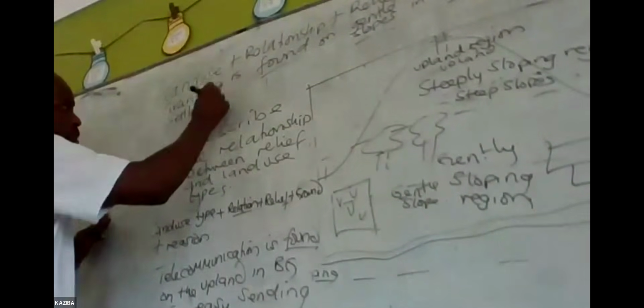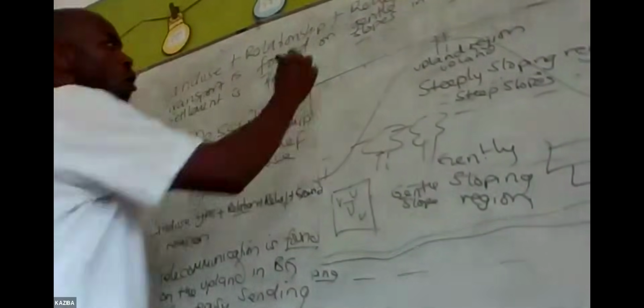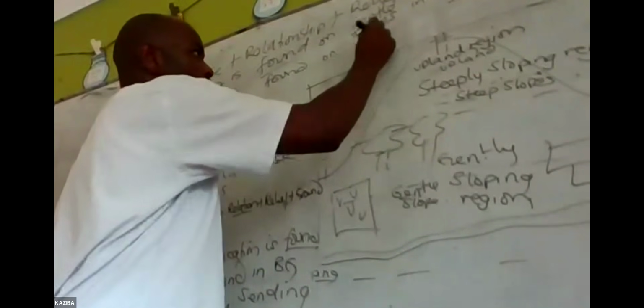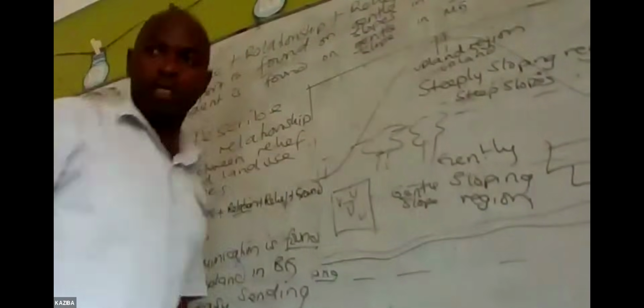If you look at these houses, for example, you can say settlement. Settlement is found. Found is the relationship. Still on gentle slopes in the middle ground. Why? Because it is very easy to construct houses there.